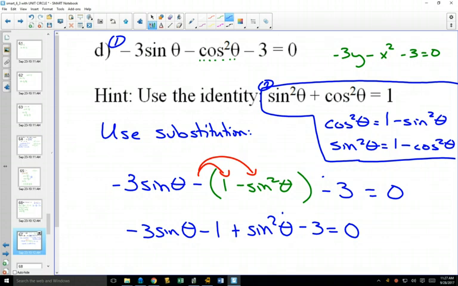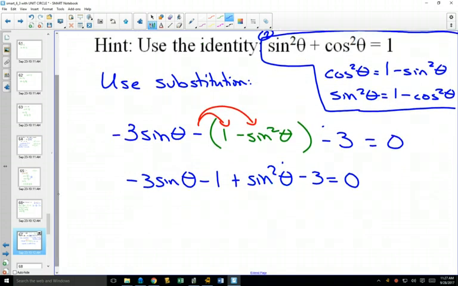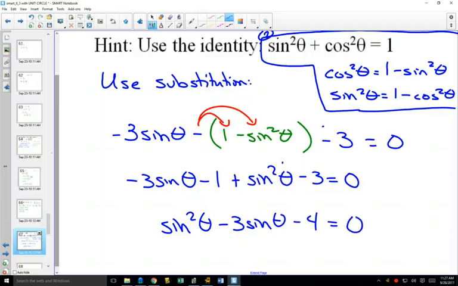So if I want to factor this, it would probably be easier if I wrote things in the same way I'm used to factoring. The squared first. So sine squared theta minus 3 sine theta. The minus 1 and the minus 3 are like terms, so I can put them together, get minus 4 equals 0.